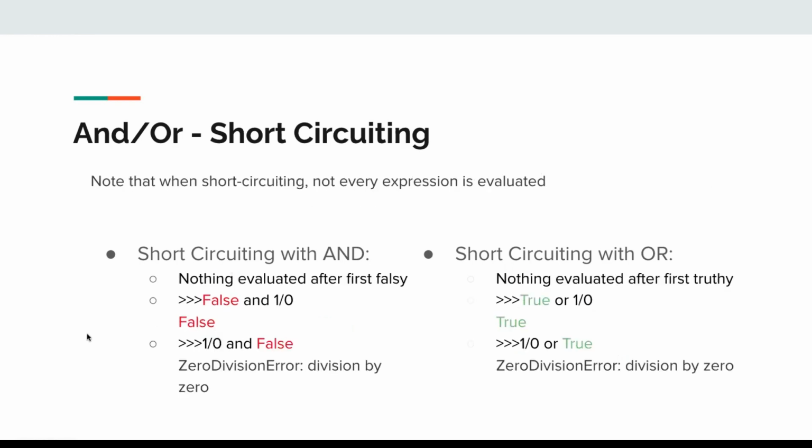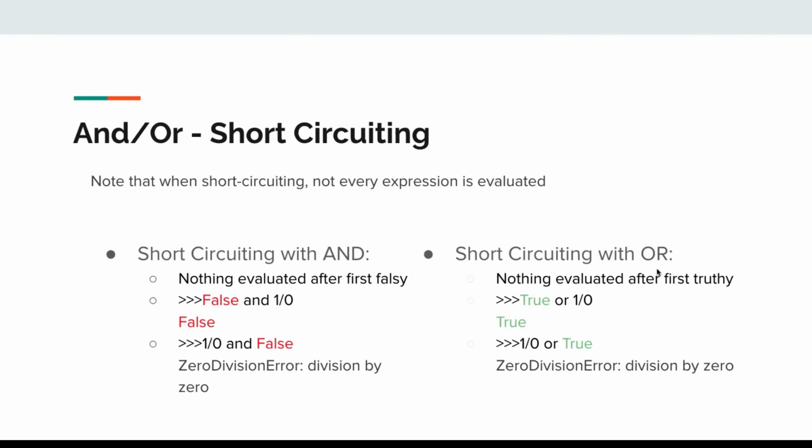Note that when we're short circuiting, not every expression is evaluated. So for example, nothing is evaluated after the first falsy with and. So if we have false and 1 divided by 0, then we're going to return false, and we don't evaluate anything after the and. If we have 1 divided by 0 and false, we will evaluate the 1 divided by 0 and we'll realize that's a division by 0 error. So we also won't evaluate the rest.